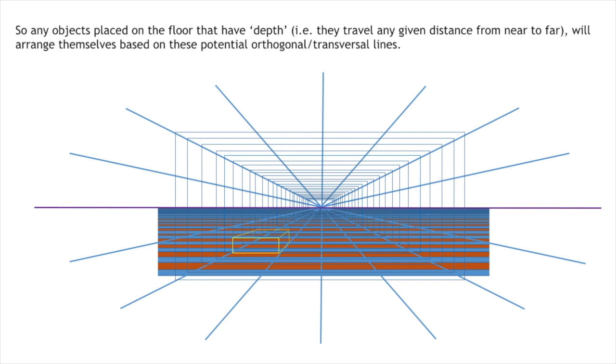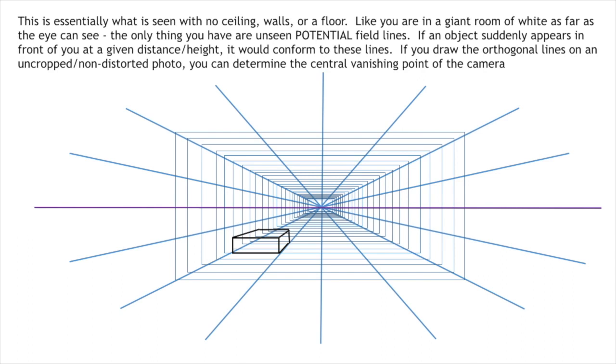So any object placed on the floor that has depth, i.e. they travel any distance from near to far, will arrange themselves based on these potential orthogonal and transversal lines. This is essentially what is seen with no ceiling, walls, or floor, like you are in a giant room of white as far as the eye can see. The only thing you have are unseen potential field lines. If an object suddenly appears in front of you at a given distance or height, it would conform to these lines and line up according to that vanishing point.